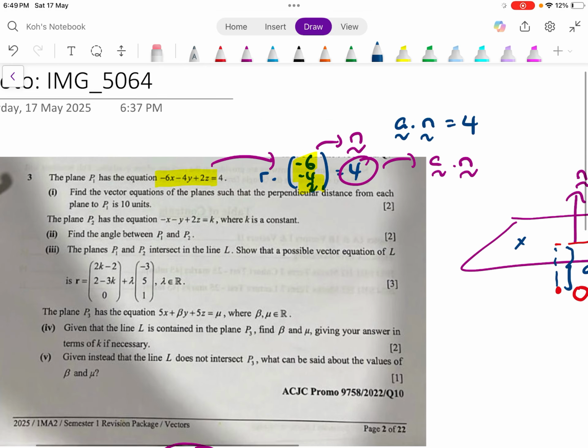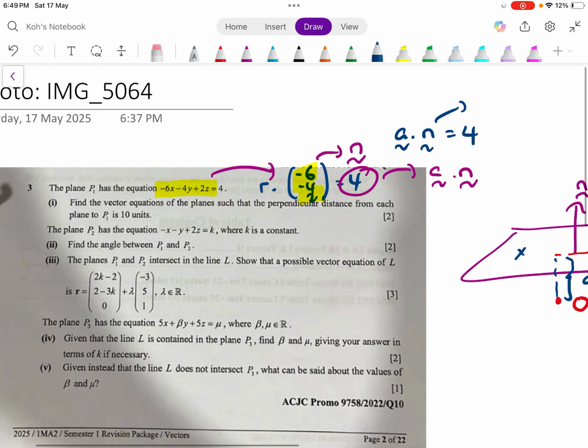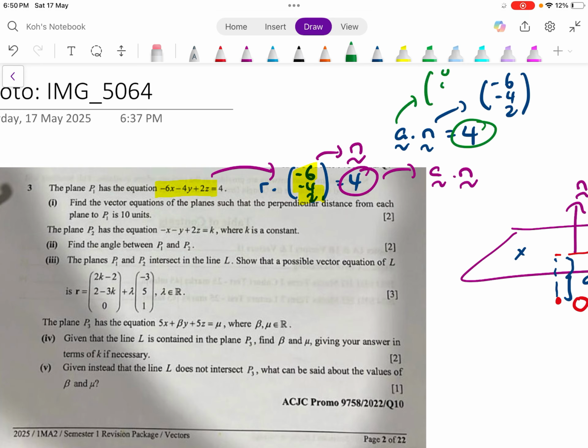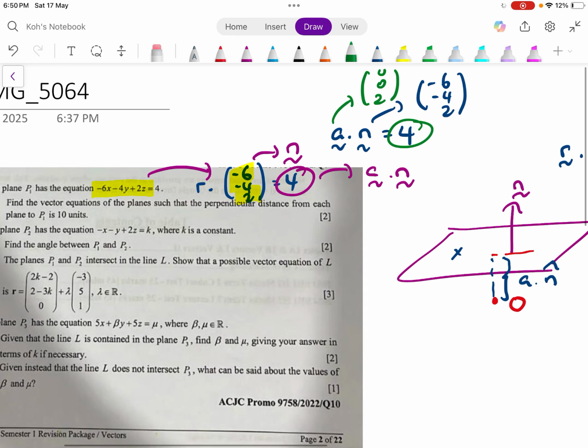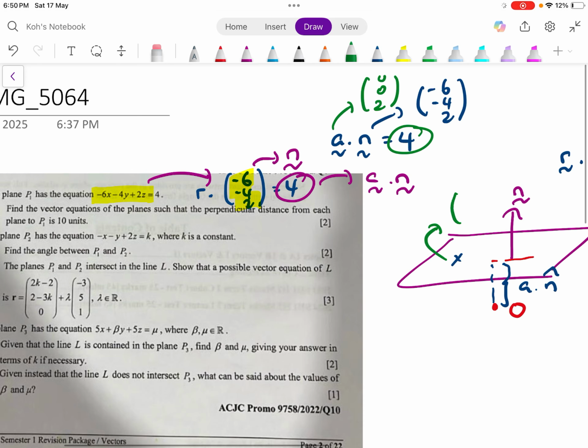But of course I know what is my n already. My n is negative 6, negative 4, and positive 2. So my position vector that I must give them, when I do the dot product, must be equal to 4. So this one I just do simply as (0, 0, 2). Because 0 times negative 6, plus 0 times negative 4, plus 2 times 2, is 4. So one of the possible position vectors that I can conclude is (0, 0, 2).